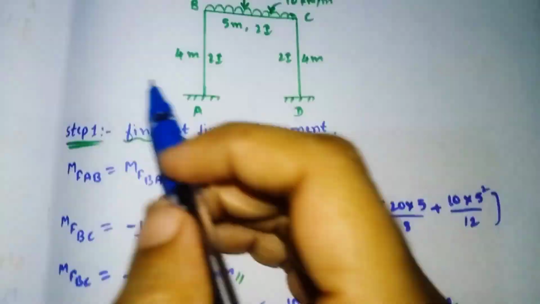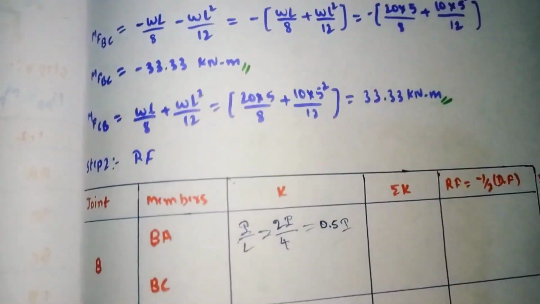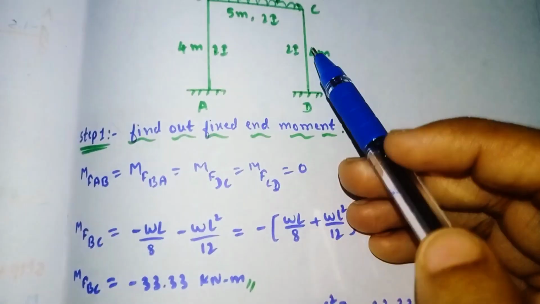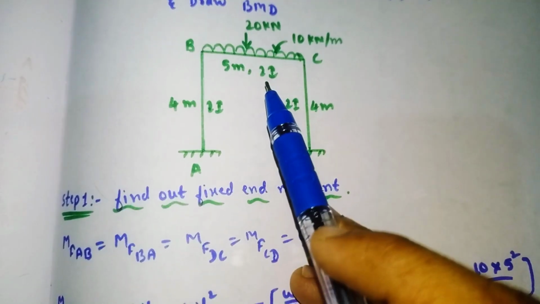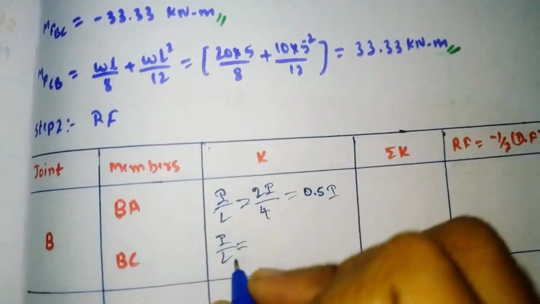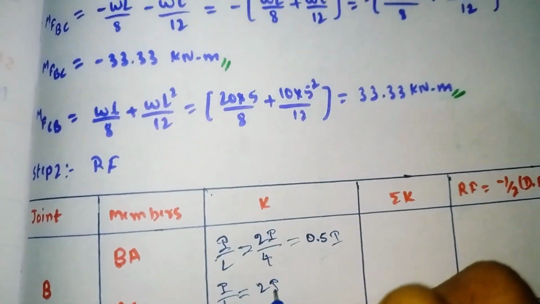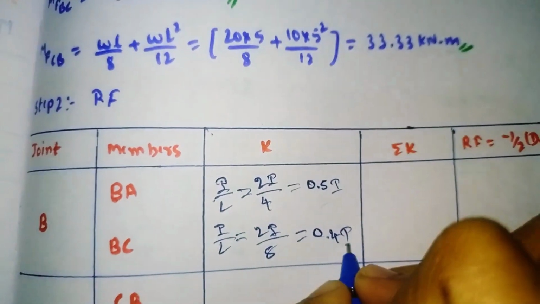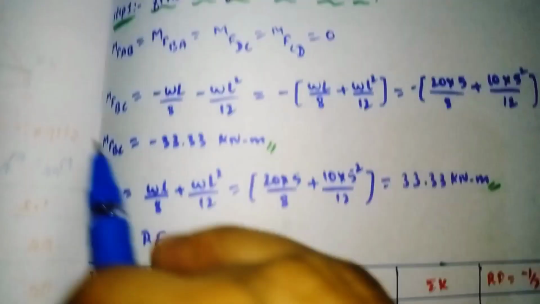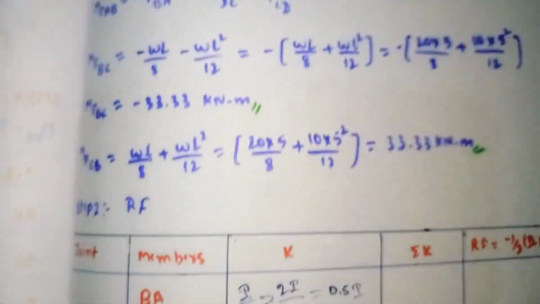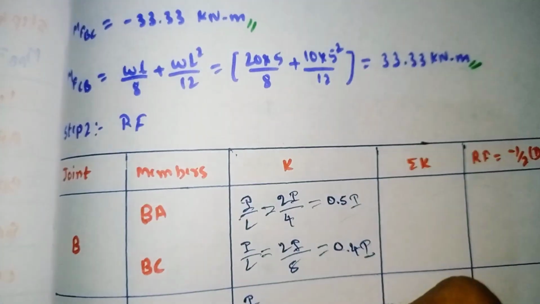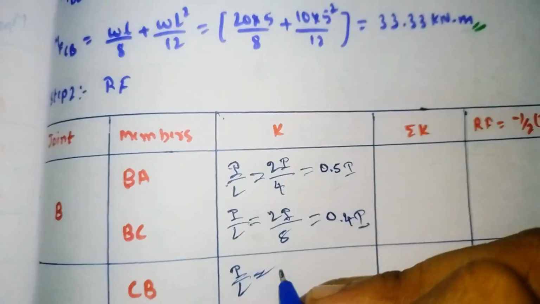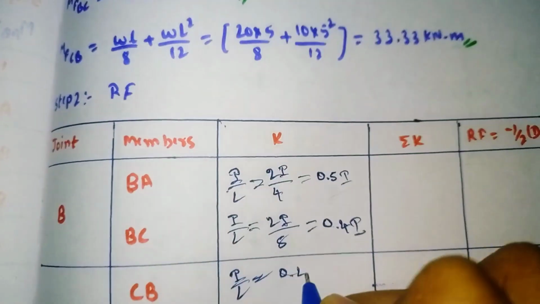Similarly, for member BC the far end is continuous. If the far end is continuous, we have the same formula, I divided by L. Here I is 2I and length is 5 meter. Put these values, and it will come out as 0.4I. Similarly for CB, it is continuous, so we have the formula I divided by L. I is 2I and length is 5, so it comes out the same, 0.4I.